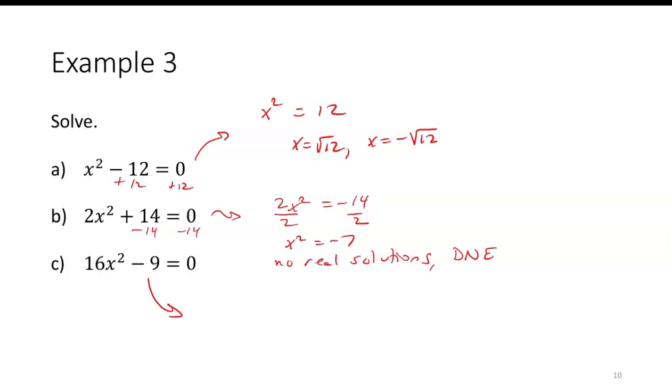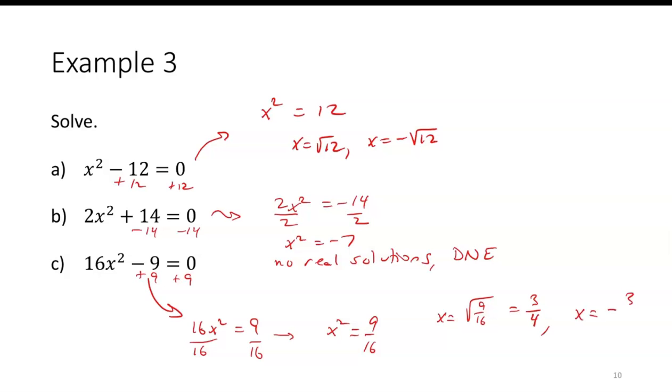For part C, add 9 to both sides. So we would have 16x squared equal to 9. And then divide by 16. That gives us x squared equal to 9/16. So x is going to equal the square root of 9 over 16, which the square root of 9 is 3, the square root of 16 is 4. But x is also going to equal the negative of that. So 3/4 and negative 3/4.